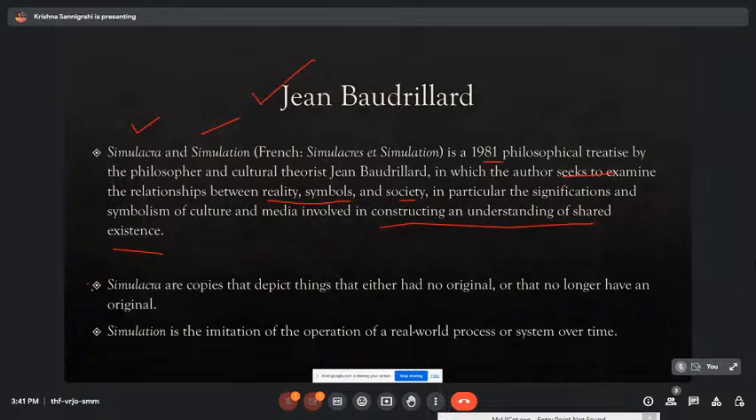So, what is simulacra? Simulacra are copies that depict things that either had no original, and what is simulation is the imitation of the operation of a real world process or system over time. So, simulacra can be something which has no original.